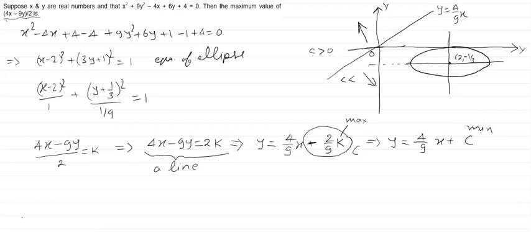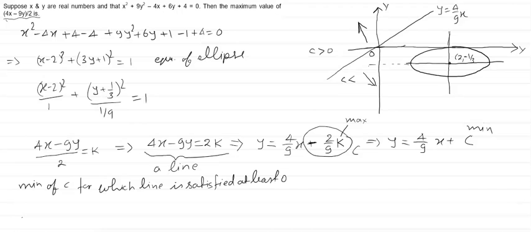So what we are interested in is the minimum value of c such that this line is satisfied by at least one point. We want the minimum of c for which the line is satisfied by at least one point on the ellipse.